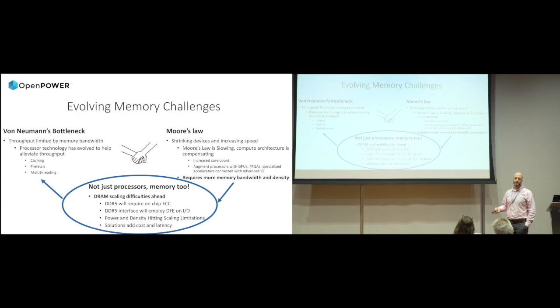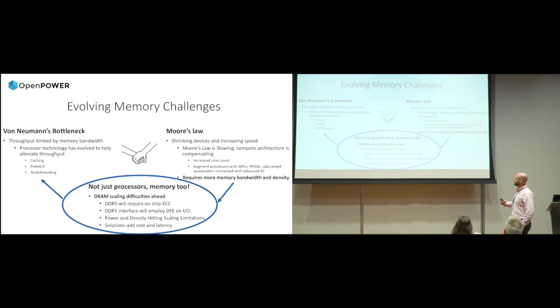So you're increasing your core counts. You're starting to augment your processors with GPUs and FPGAs, specialized accelerators, which are all connected now with advanced IOs. This is requiring more memory, memory bandwidth, and density. But we can't just think about what's happening to the processors and trying to scale them. We have to also think about the memory, but the memory is starting to hit a lot of limitations too.